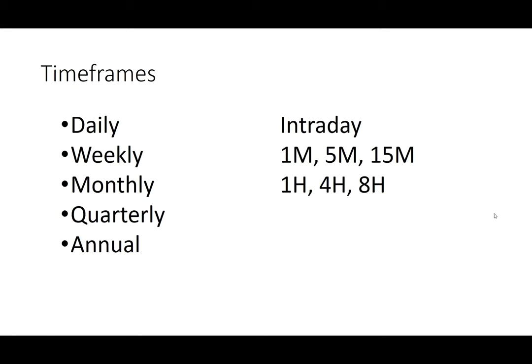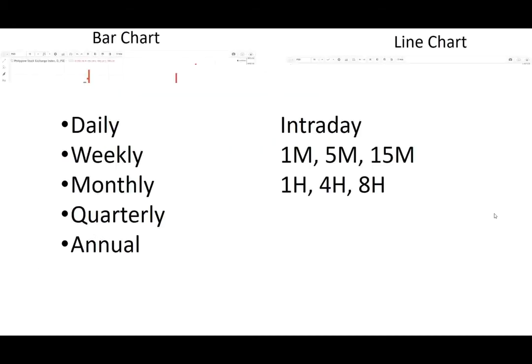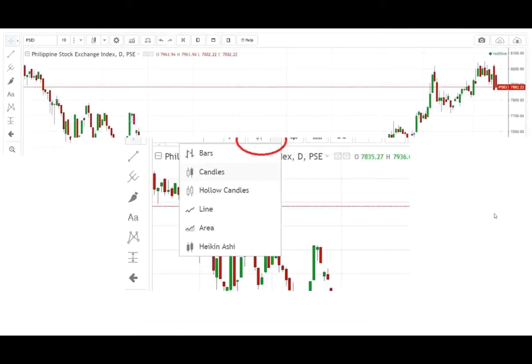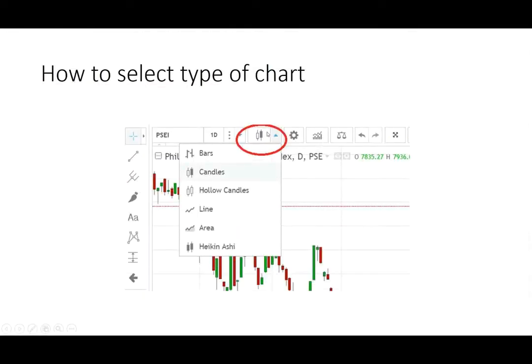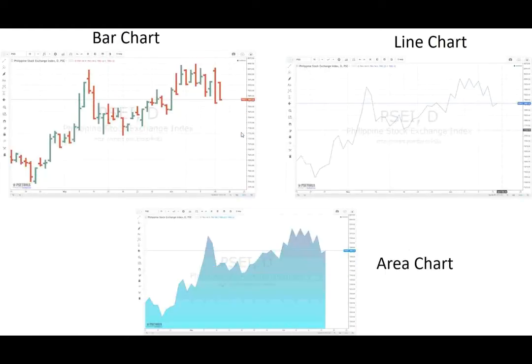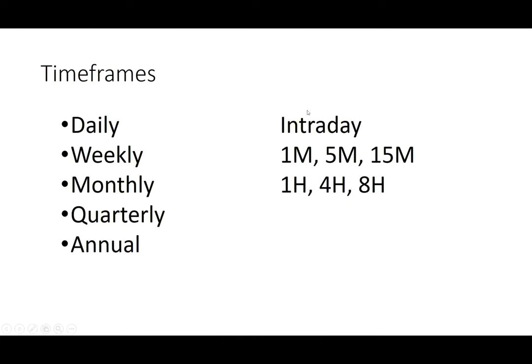So, aside from the different types of charts, we look at the different time frames. Daily, weekly, monthly, quarterly, annual, so yearly, and intraday, 1 minute, 5 minutes, 15 minutes, 1 hour, 4 hours, 8 hours. How do you change the time frame? Ito, sa tabi nung types of chart, sa kaliwa, meron 1D. If you click that, lalabas doon. You want 1 minute, 5 minutes, 15 minutes, so on, so on, so on. Intraday, meaning within the day. Okay?